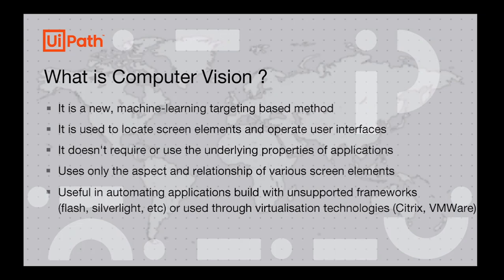It doesn't require or use the underlying properties of applications, but only the aspect and relationship of various screen elements. And that makes it useful in automating applications exposed through unsupported virtualization technology frameworks. Even if the applications are accessed through a supported medium, such as Windows Remote Connection or Citrix virtual apps or desktops, native automation cannot be achieved unless we can install a dedicated UiPath extension.